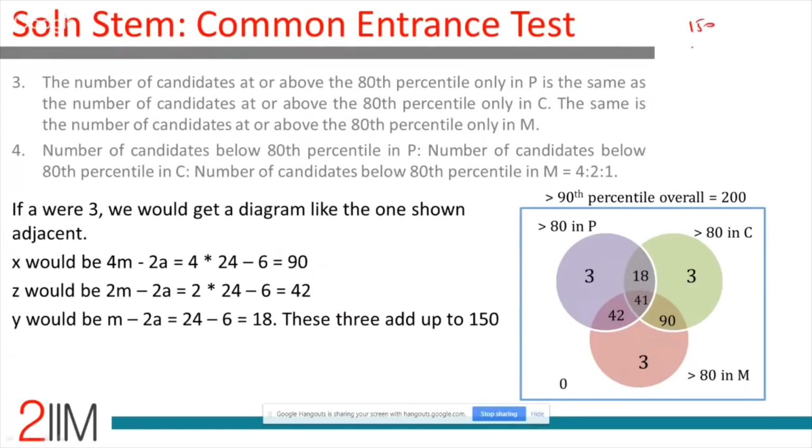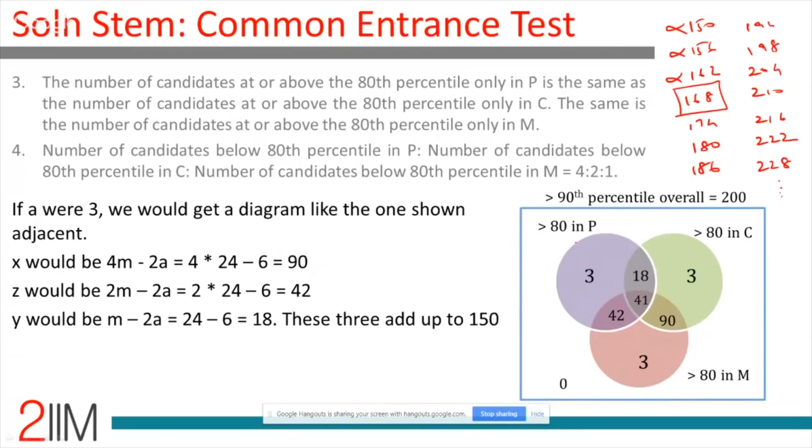The numbers I have are 150, 156, 162, 168, 174, 180, 186, 192, 198, 204, 210, 216, 222, 228, and so on. They're not a multiple of 7. 154 is a multiple of 7. 161 is a multiple of 7. We have a winner. 168 is a multiple of 7. Fabulous. If I have 150 plus 6a equals 168, I'm through.